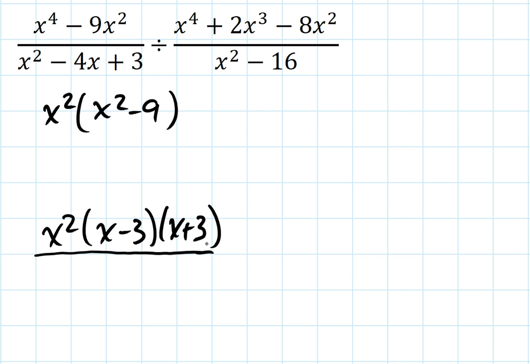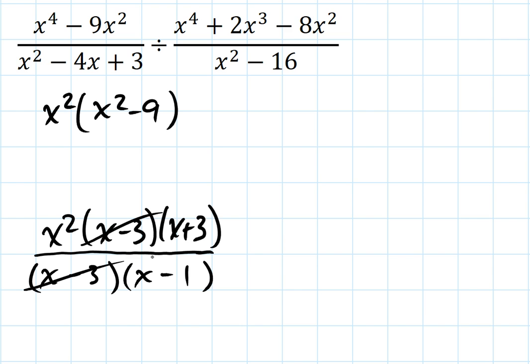That looks fabulous. The divisor then can be factored. In fact, it's a pretty straightforward polynomial. I just need the factors of positive 3 that are going to give me a sum of negative 4, and they're both going to be negative. So I've got a negative 3 and a negative 1. And I can see at this point that I do have a common factor of x minus 3 in the numerator and denominator of the dividend. So I'm going to go ahead and eliminate that.